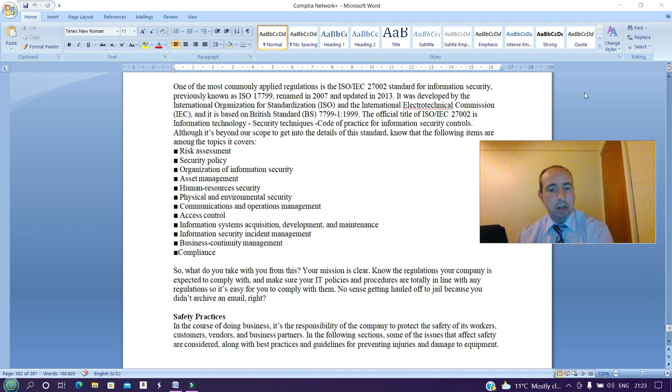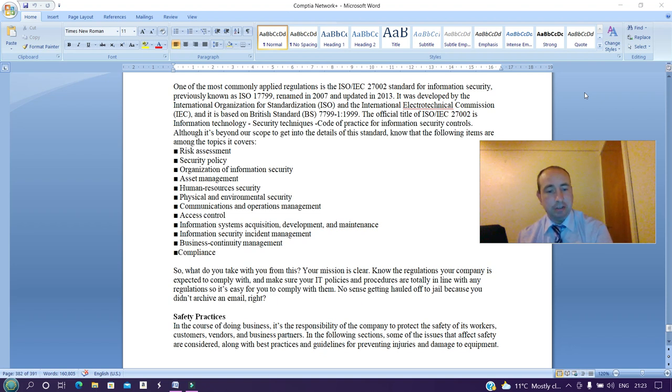So what do you take with you from this? Your mission is clear. Know the regulations your company is expected to comply with, and make sure your IT policies and procedures are totally in line with any regulations so it's easy for you to comply with them. No sense getting hauled off to jail because you didn't archive an email right.